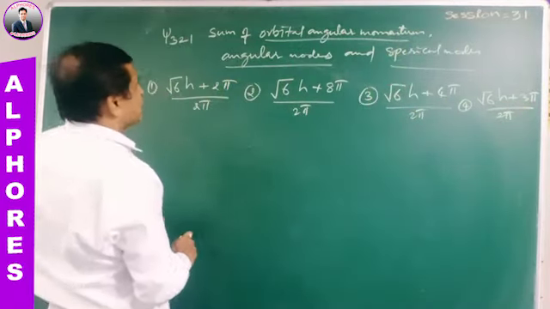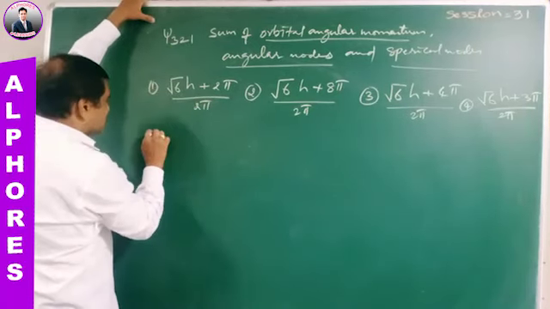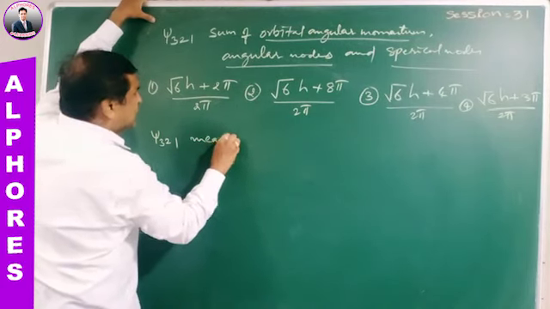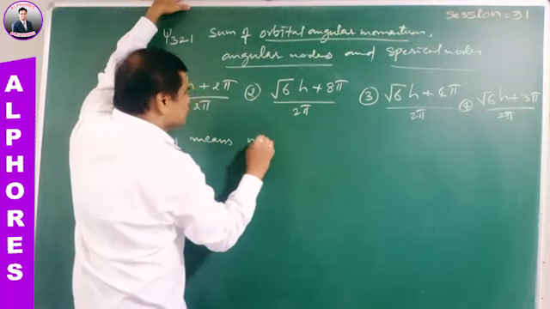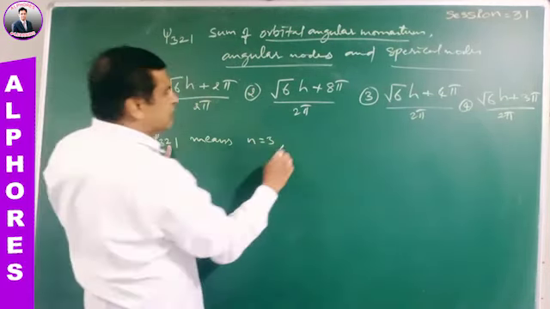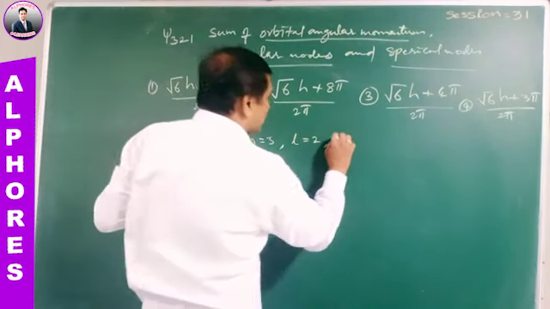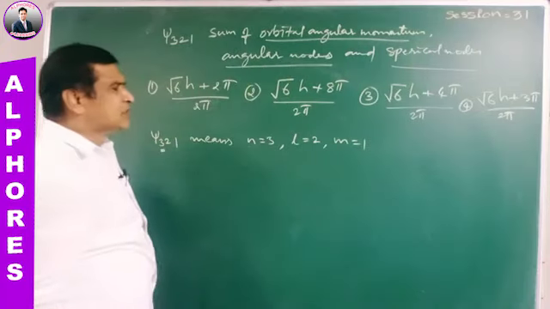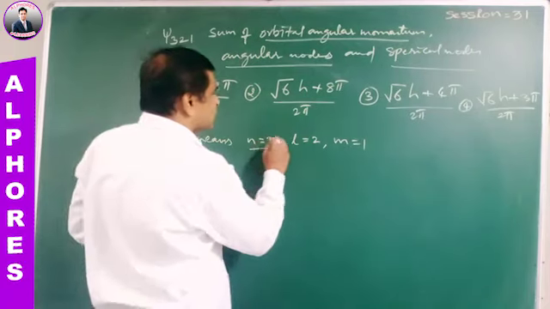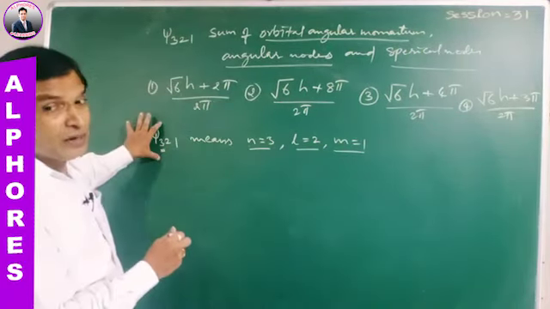Now find out first the orbital angular momentum. See what is the meaning of this. Psi 321 means n, the principal quantum number, is equal to 3, azimuthal quantum number L is equal to 2, and magnetic quantum number m is equal to 1. That is the designation of that particular orbital.